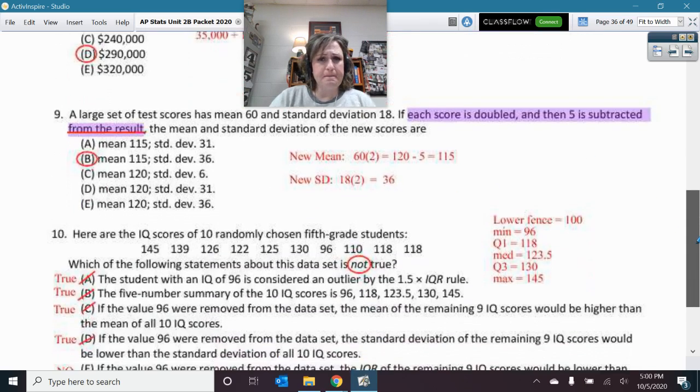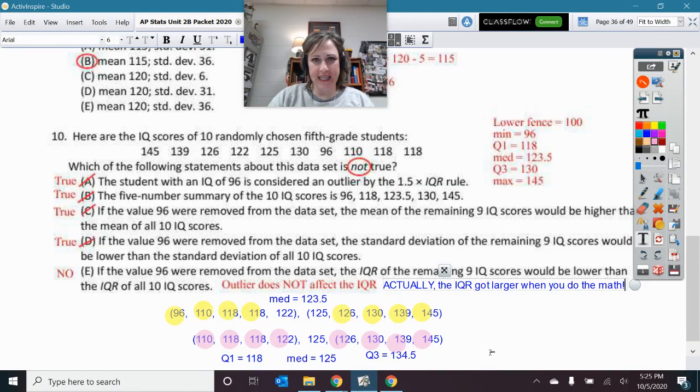So there's that. Okay, now this number 10 kind of caught me off guard, and so I wanted to come in here after taking a closer look at this, because I think my initial answer key had the right answer, but not necessarily the correct reason, and so I wanted to finish out the math correctly. So this question about these 10 scores is asking what about the data set is not true. Based on the answer choices, you do have to do some computing.